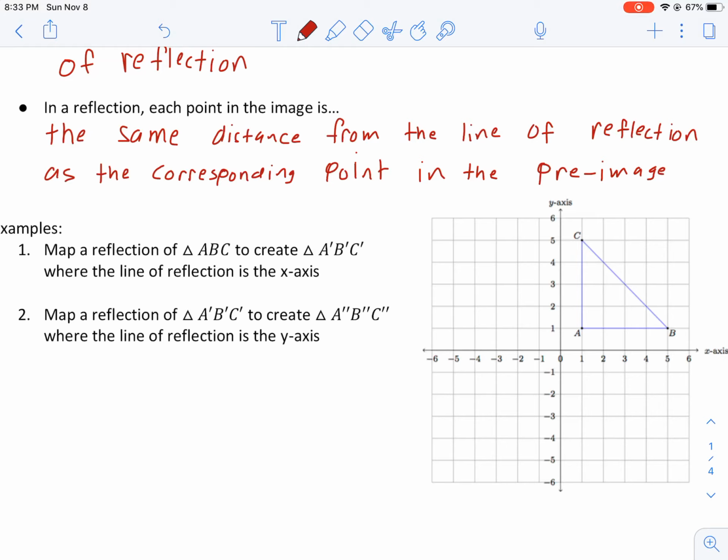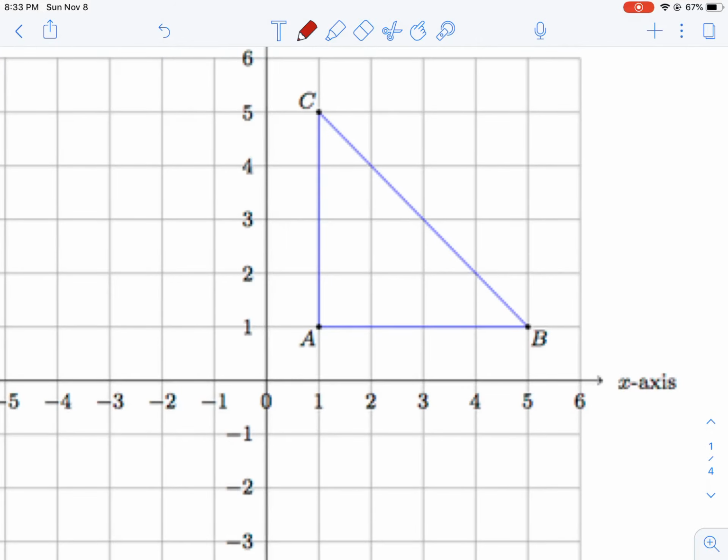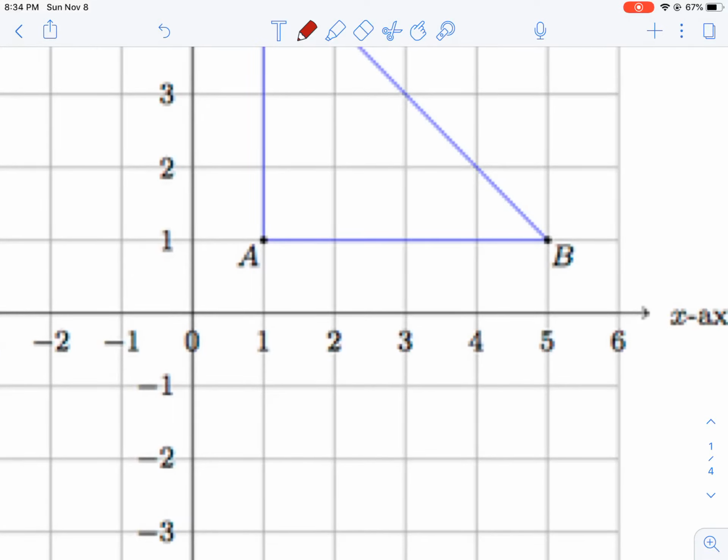So we're going to reflect this triangle. The first example, we're going to reflect this over the x-axis. And the x-axis, if you remember, is this axis right here. So what you want to do is look to see how far away your points are from that line of reflection. So A is one distance away. So when it reflects over, A prime is also going to be one distance away. So you're just counting how far away each point is from the line of reflection.